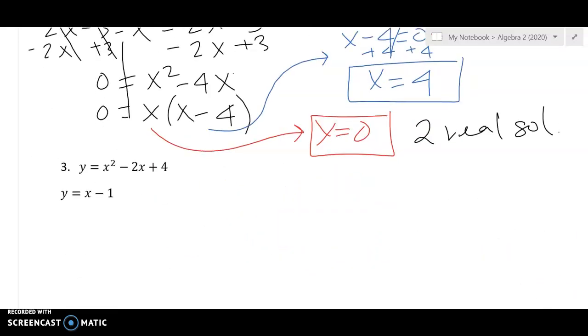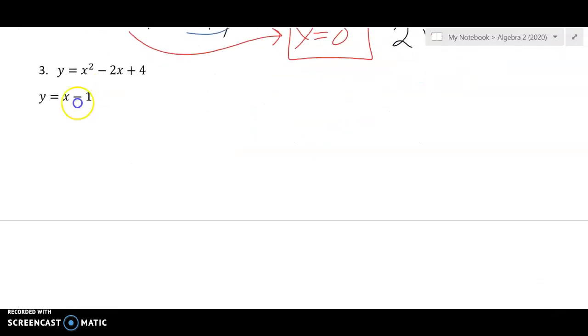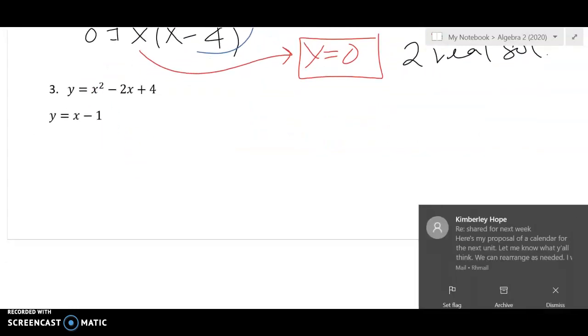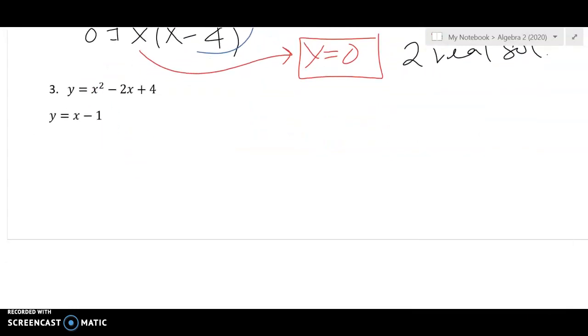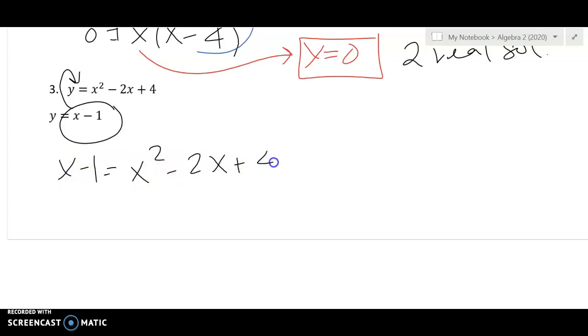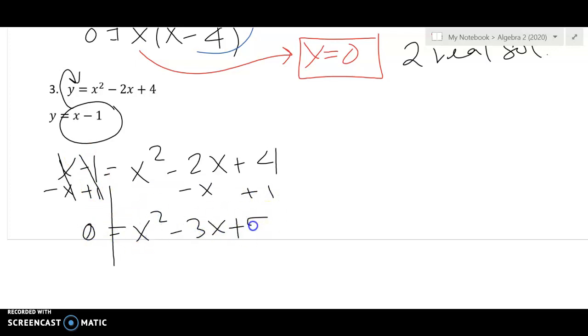Okay, my last one, number 3. I have that quadratic and I have the linear. I'm going to take this linear and plug it in. So I'm going to have x minus 1 equals x squared minus 2x plus 4. Again, on the left side, I want to move those over. So I'm going to subtract x and add 1. I want to set that equal to 0 over there. That'll leave me with x squared minus 3x plus 5.